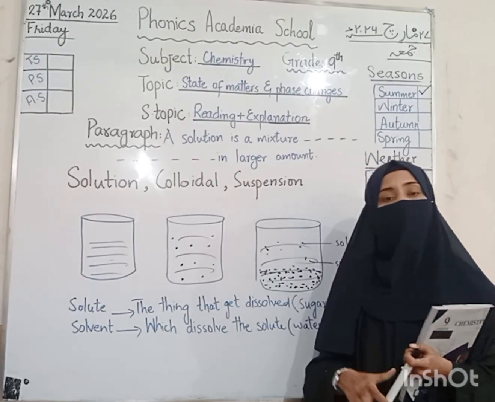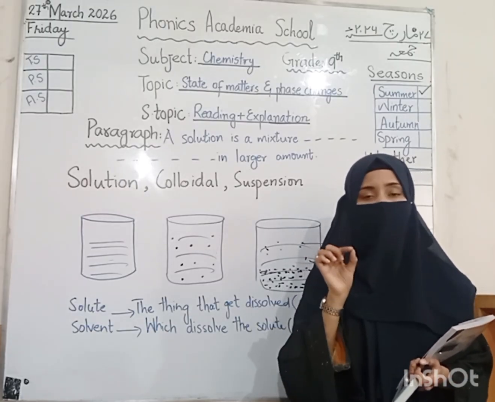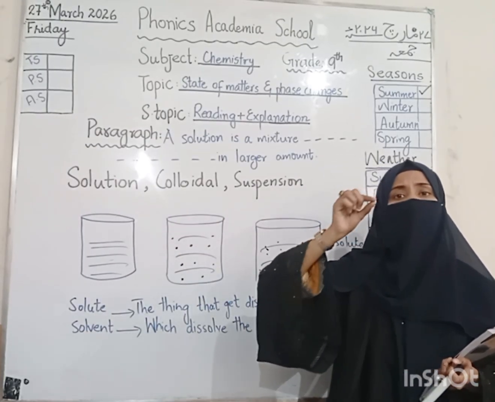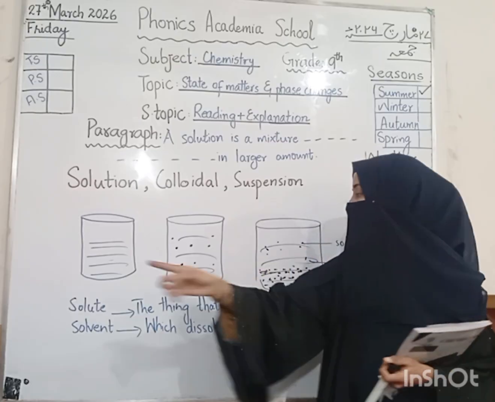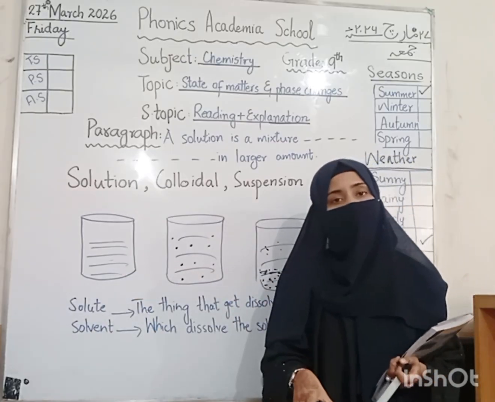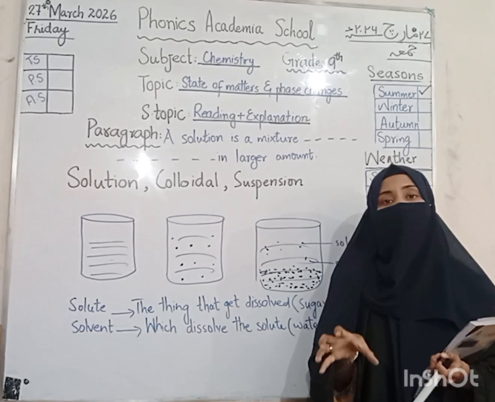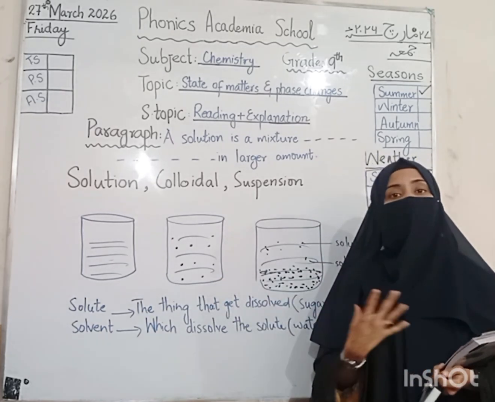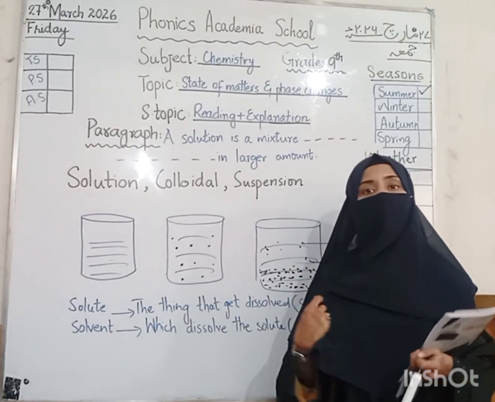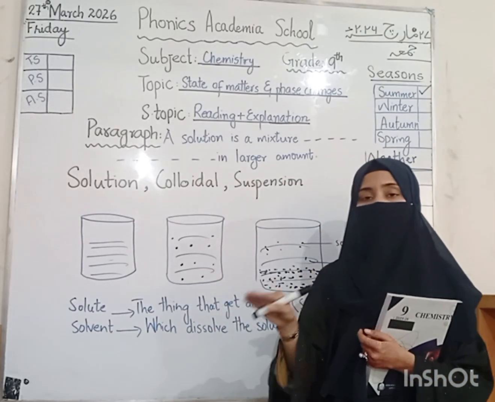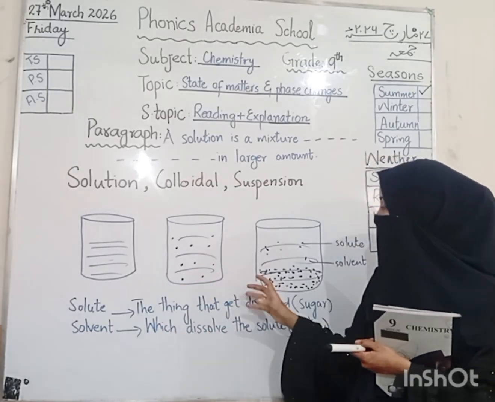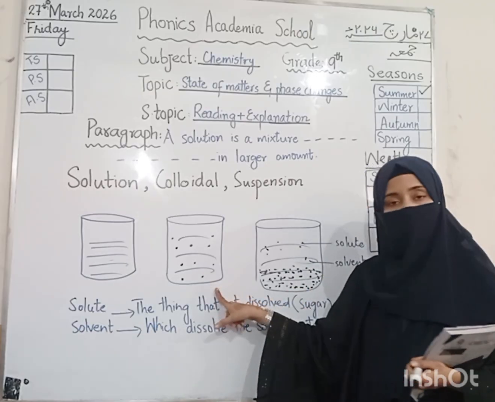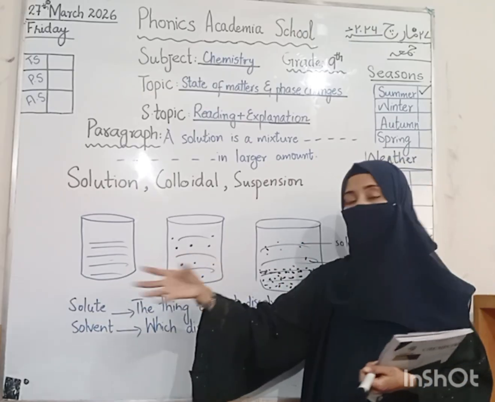A colloidal solution is a solution in which the solute particles are a little bigger than the solute particles in a true solution. They will not get dissolved properly in the solvent, so they will not settle down. They do not settle at the bottom. When we filter this colloidal solution, it is like a true solution.